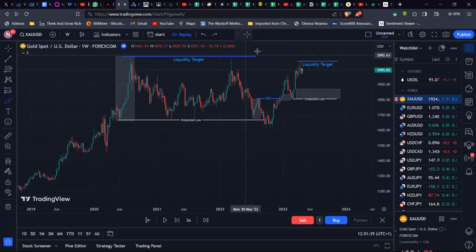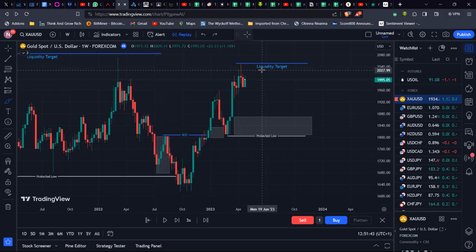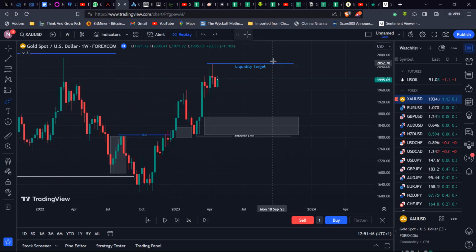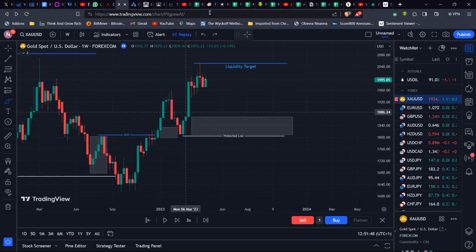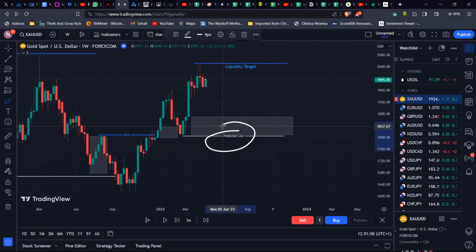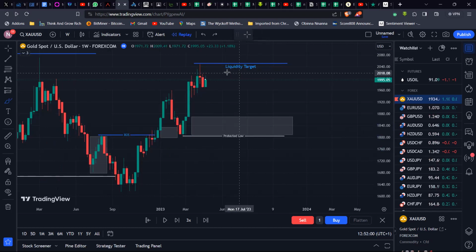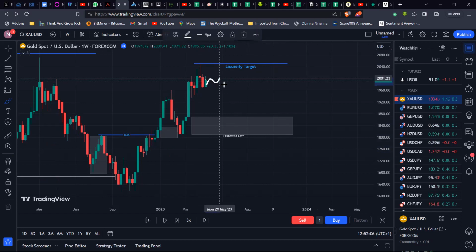Remember, there's also this monthly liquidity target here. We were seeing how we're aligning them up, but this is the primary liquidity, at least for the structure that we're looking at. If you're doing your analysis on the monthly, then that's the liquidity. But this is the structure we're looking at, and this is the liquidity here. That means this here is a protected low, and if it breaks below this protected low, then we're now shifting.